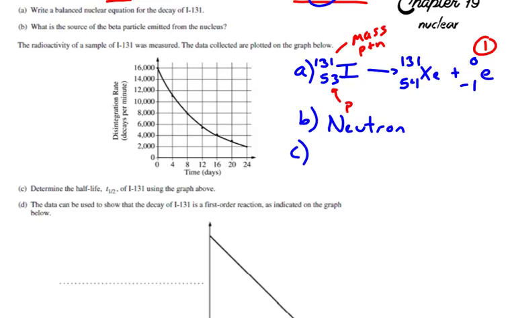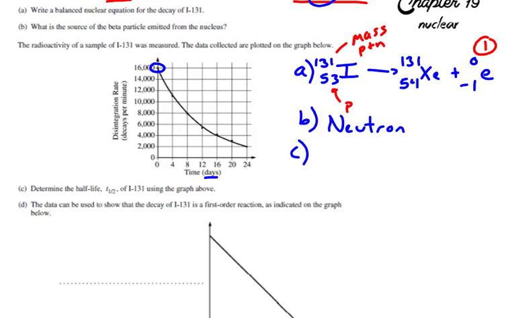Pick a spot. They made this one easy. How long? What's the half-life? 8 days? First off, look at the unit. My gosh, look at the unit. Oh, it's always seconds.